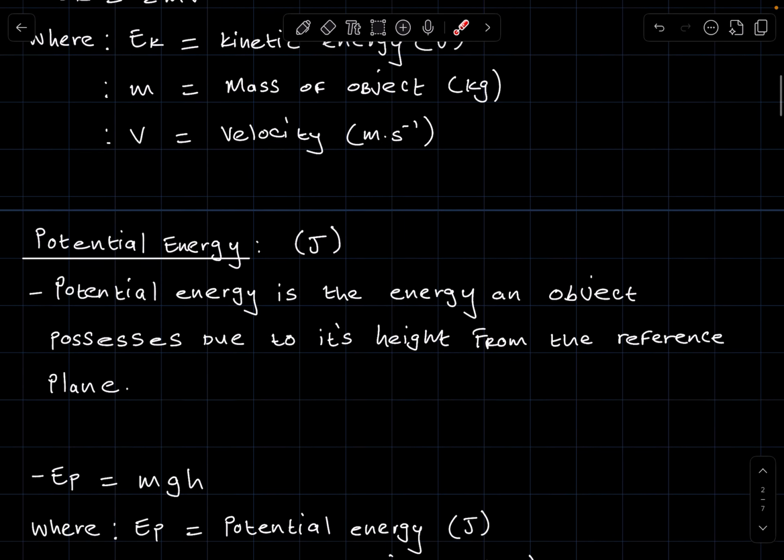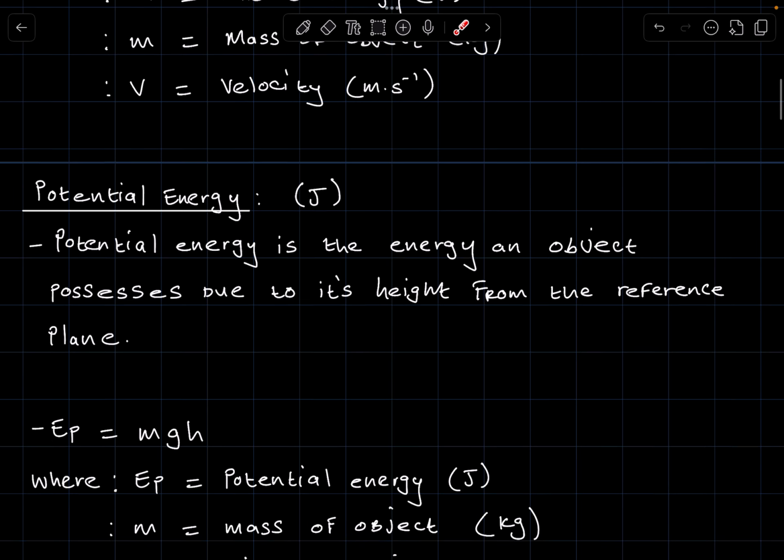And then we get potential energy. Potential energy is the energy an object possesses due to its height from the reference plane. So that is to say that for an object to have potential energy, it has to be at a height h from the reference point. Now, normally the reference point is the ground.